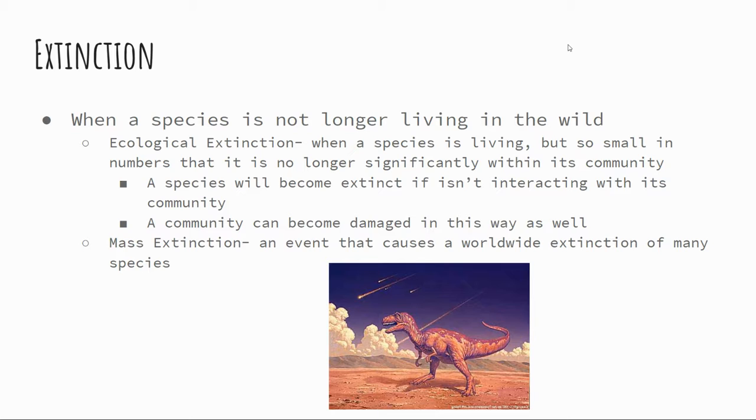Extinction is when a species is no longer living in the wild. Ecological extinction is when a species is living, but it is so small in numbers that it is no longer significant within its community. So a species will become ecologically extinct if it isn't interacting with its community, and a community can become damaged if this event happens as well. Mass extinction is an event that causes a worldwide extinction of many different species.